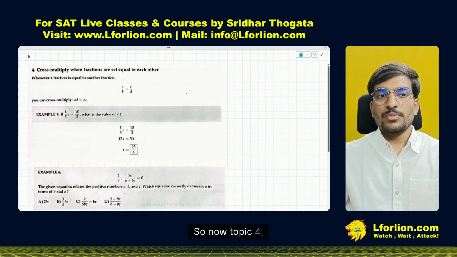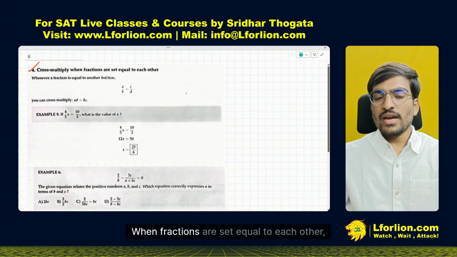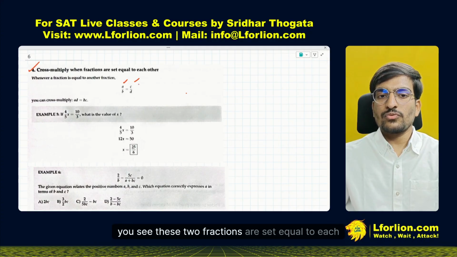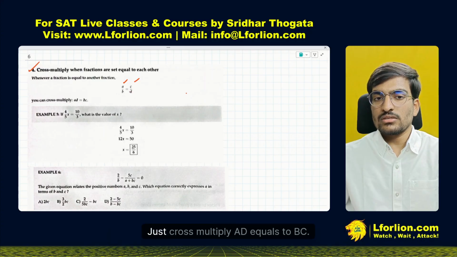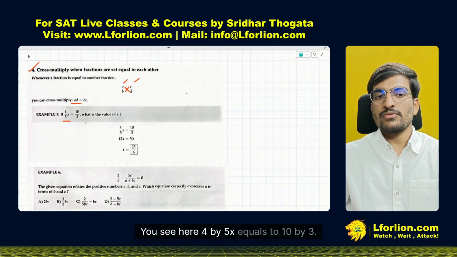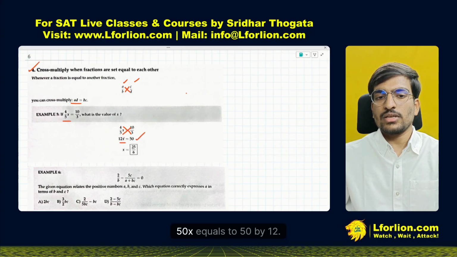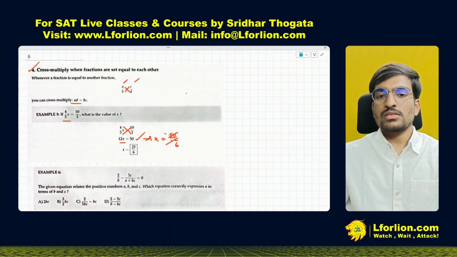So now topic 4, cross multiply when fractions are set equal to each other. You see, these two fractions are set equal to each other, just cross multiply. AD equals BC. That's what you do. You see here 4 by 5x equals 10 by 3. What do we do? Cross multiply. 4x into 3, which is 12x. 5 into 10, 50. x equals 50 by 12. So that's going to be 25 by 6.